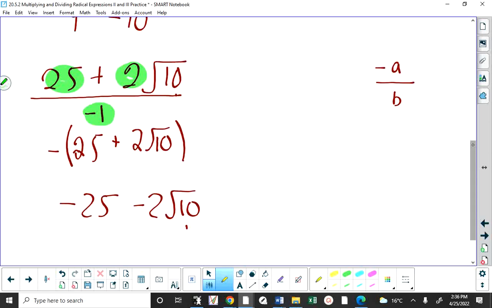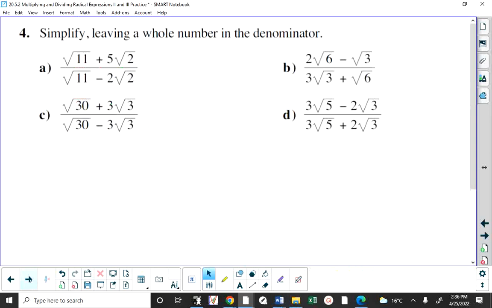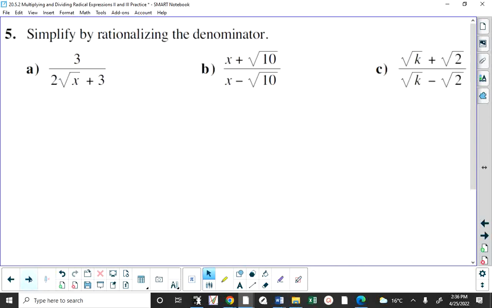Any other questions before we get started today? Go ahead, Sasha. 5C. Root k plus root 2 over root k minus root 2. All right, here we go.